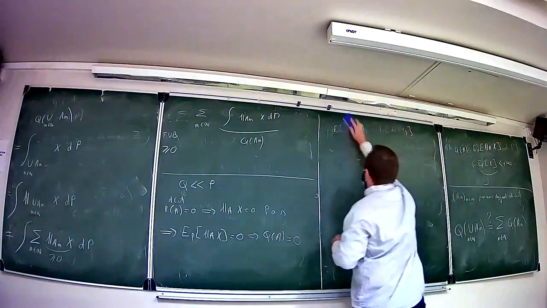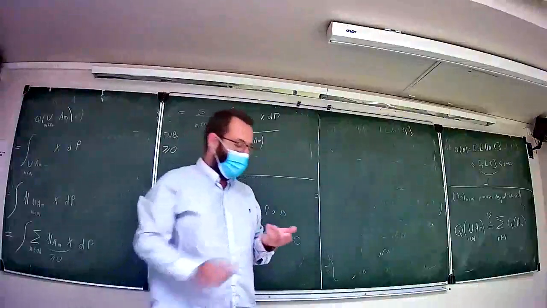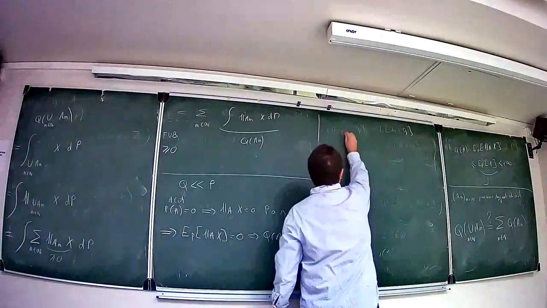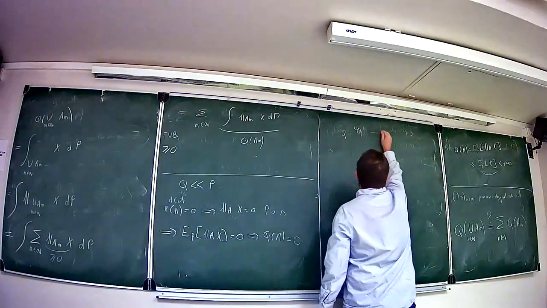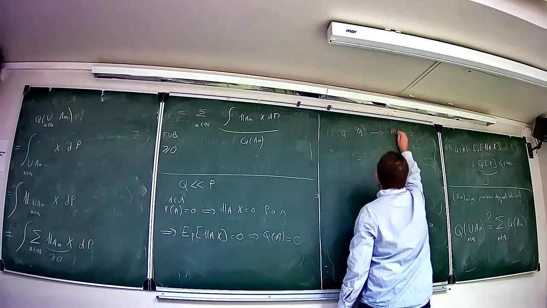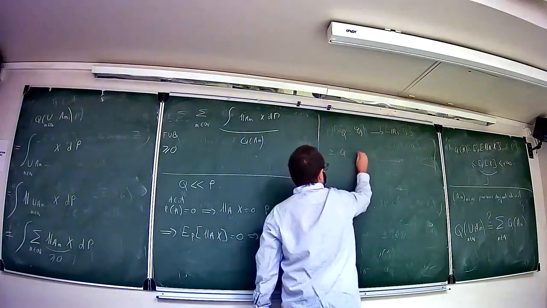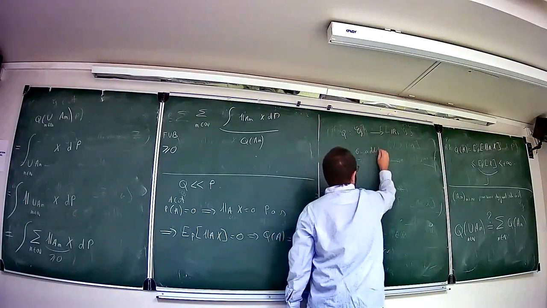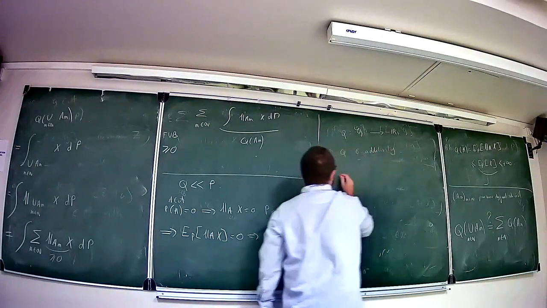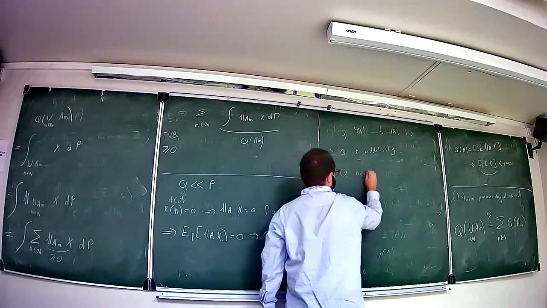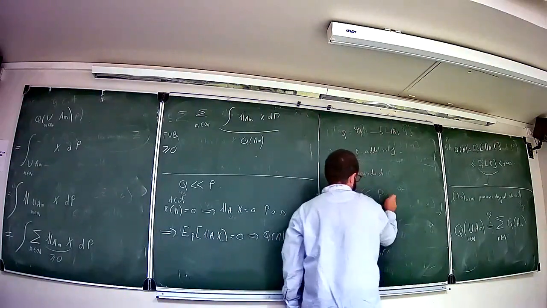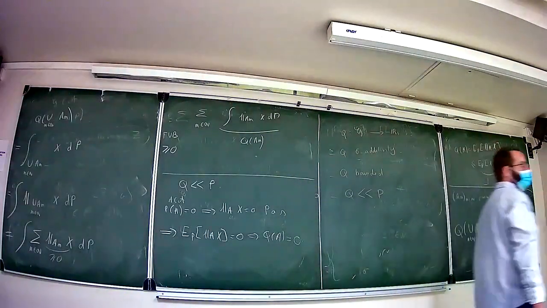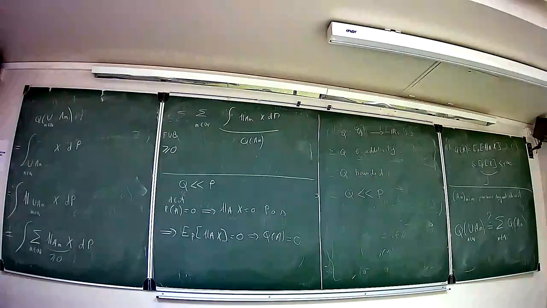So I summarize what I have proved. I have defined Q from calligraphic J into R plus. Q fulfills sigma additivity. Q is bounded. And Q is absolutely continuous with respect to P. So I have stated the Radon-Nikodym theorem in the case of probability.